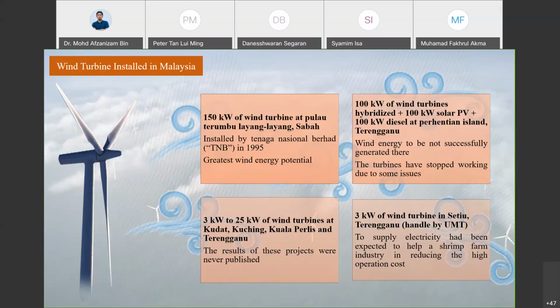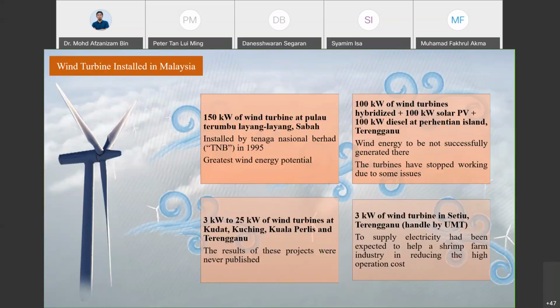Okay, next is 3 kilowatt to 25 kilowatt wind turbines at Kudat, Kuching, Kuala Perlis and Terengganu. Okay, the result of the project was also never published, but it is stated that they had been installed. But what the result was, or whether it was successful or not, was never published.